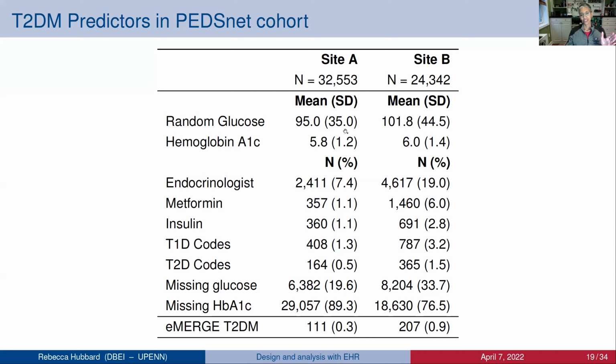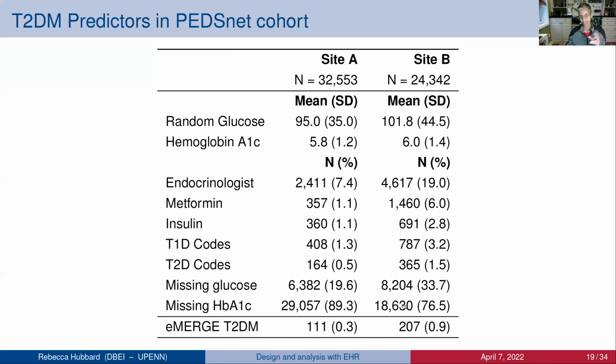So you can see that there's a difference in the mean glucose, a difference in the mean hemoglobin A1C, suggesting higher distributions, higher values at site B. There's also much more frequent visits to an endocrinologist at site B, greater use of metformin and insulin, much more frequent use of the type 1 and type 2 diabetes codes, and also very different patterns in terms of the frequency with which children are having their glucose and hemoglobin A1C measured between the two sites.